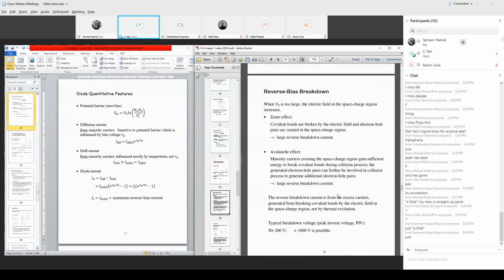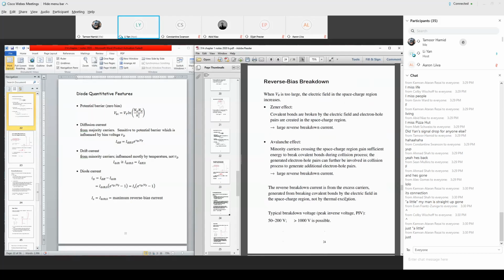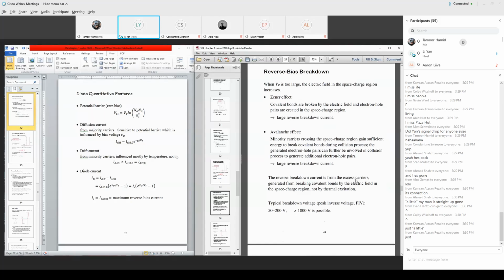But in the reverse breakdown, the carriers are not coming from majority carriers, as we described earlier, nor from minority carriers, but from a different part: the carriers are generated. You break the covalent bond by the electricity, so they are by nature called excess carriers. So this reverse breakdown current is from the excess carriers generated by breaking covalent bonds by electricity, specifically in the space charge region, not by thermal excitation.